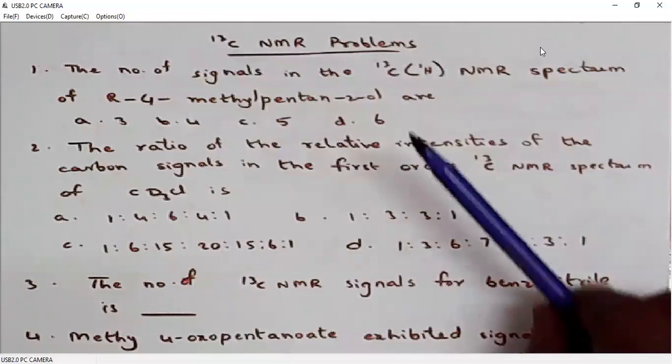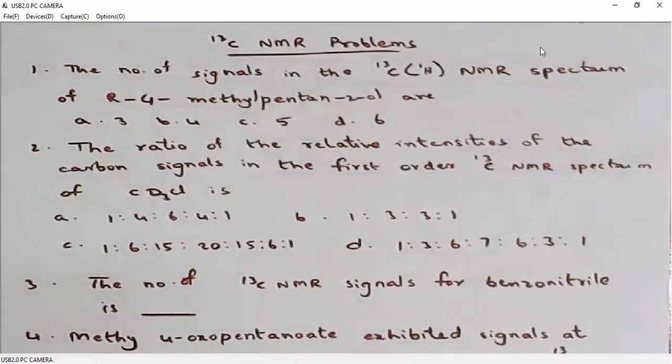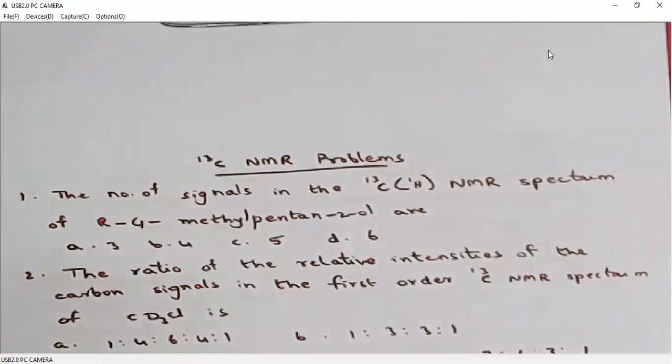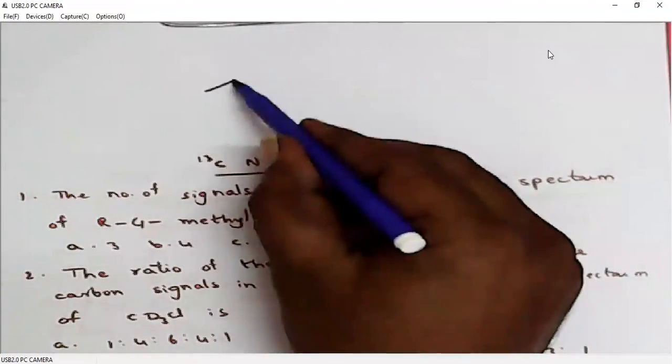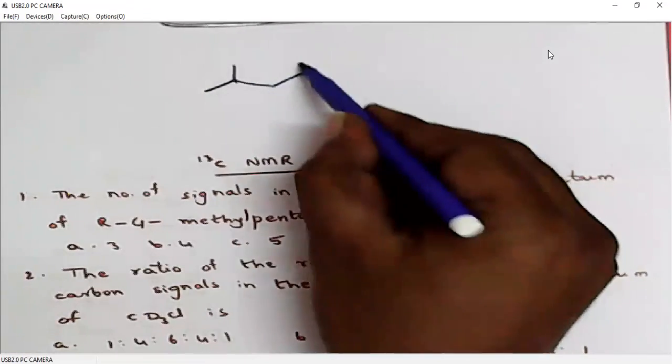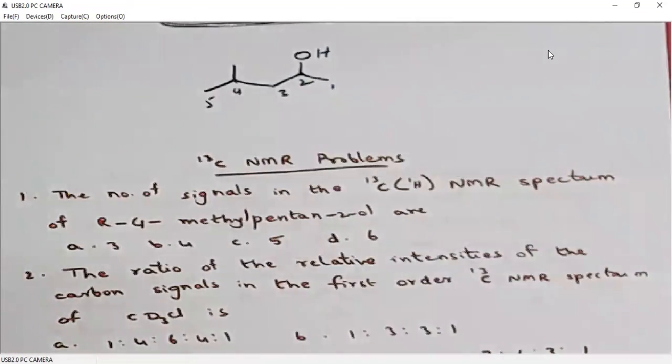The number of signals in the carbon-13 NMR spectrum of 4-methyl pentanol. So when we want to predict the number of signals, we need to take the structure. This is an important problem. 4-methylpentan-2-ol. Pentane, 4-methyl, 2-ol. 1, 2, 3, 4, 5. So this is the structure.